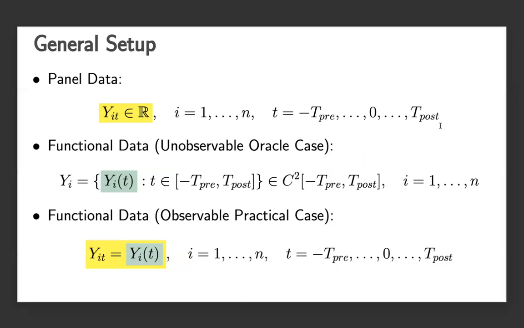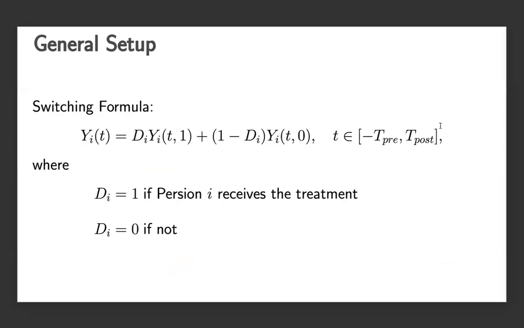Okay. So with the definition of this functional data perspective, we can then define the switching formula between the observed outcome and the potential outcome. The definition of the switching formula here is similar to what we have in the traditional panel data perspective, but we just put t into a bracket to show that time is now considered to be continuous. And Di equals 1 indicates that unit i, or person i, receives the treatment, while Di equals 0 says that person i does not receive the treatment, so they are in the control group.